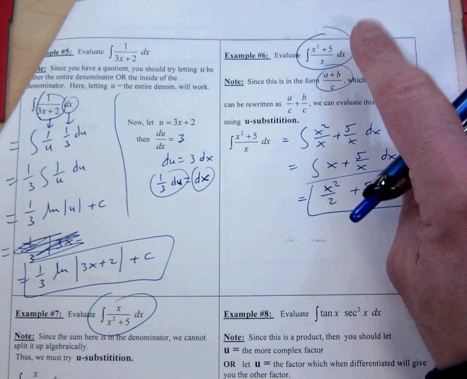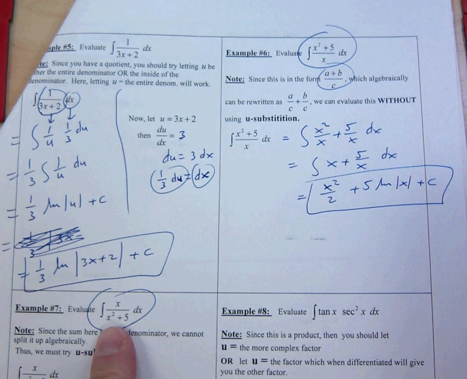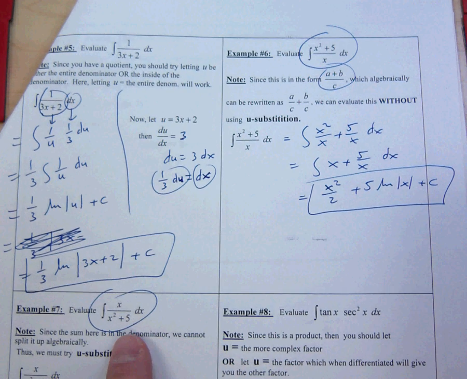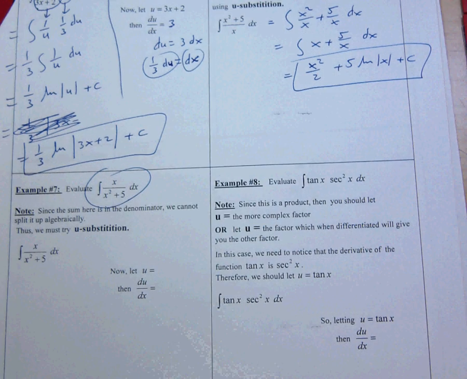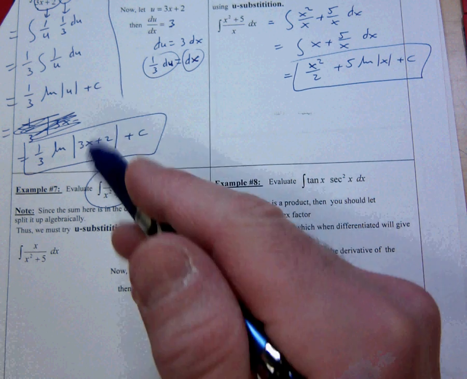This one, you just used Algebra 1. This one, Algebra 1 will not work. So let's try U-substitution on this one. Ready? Okay, so what do you think we're going to let U equal? What do you think, Danny? What do you think we're going to let U equal here? X squared plus 5. That's right.